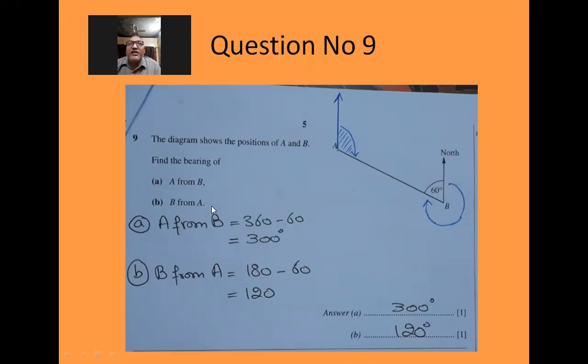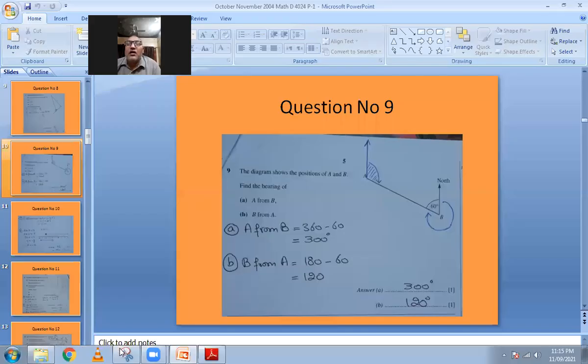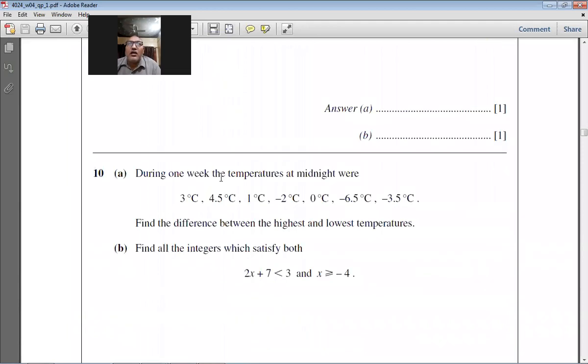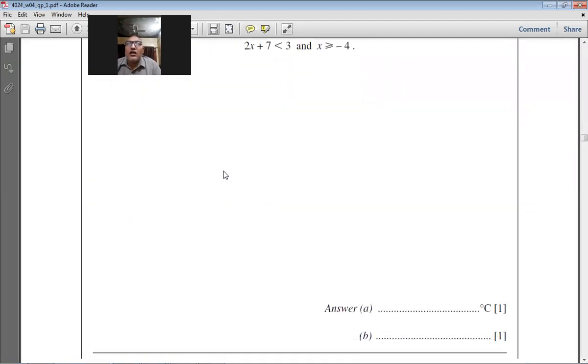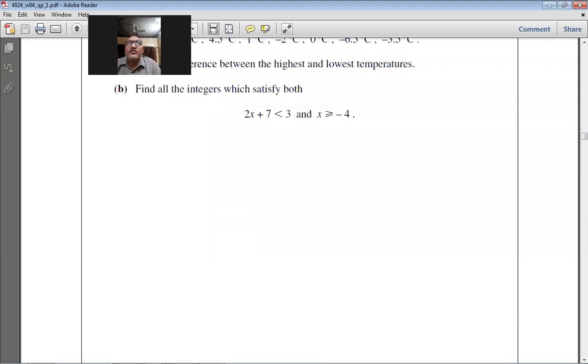Then I am interested in B from A. So I will draw north on A. From north, I will go clockwise to the AB line. So I'm interested in this angle. You can see these two norths are parallel to each other. So these two angles are allied angles. Their sum will be 180. So if this is 60, this will be 180 minus 60, and that will be 120. So the bearing of B from A will be 120. So this is question number 9. It's a 2-mark question.